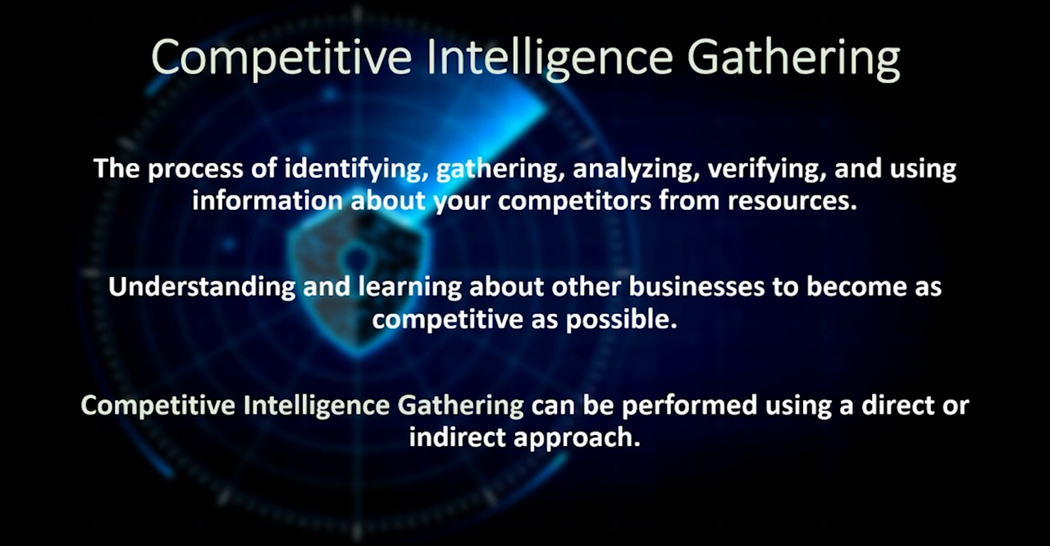So what is competitive intelligence gathering? It is the process of identifying, gathering, analyzing, verifying, and using information about your competitors from resources. If we are in a business, there are many competitors around us. So we identify and gather information about them, and analyze and verify the different information about our competitors through different resources.